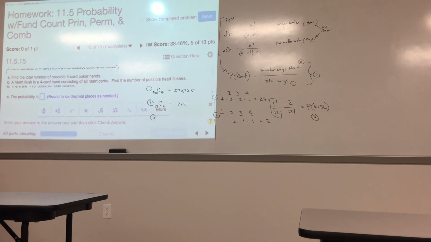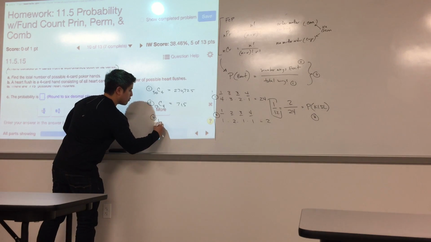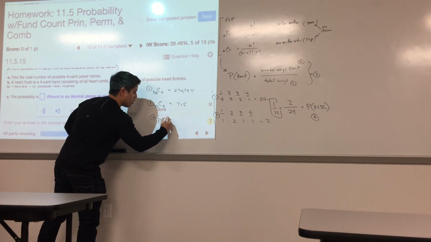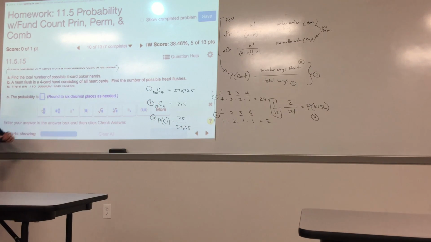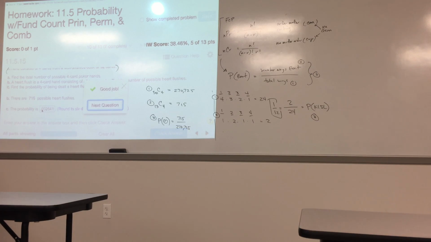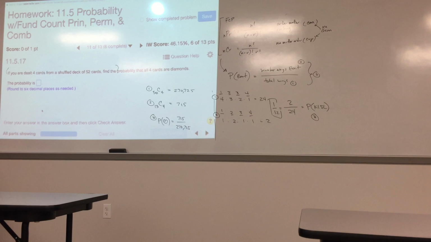Probability part of it is 715. The probability of a heart flush is 715 over 270,725. And nice, awesome. We don't have to reduce that. Round to 6 decimal places. Somebody got an answer, point something? 0.002641. Excellent. Does that make sense? In other words, very, very slim chances. If you move that decimal place 2 to the right, you have 0.26% chance of getting that. Very slim. Okay?